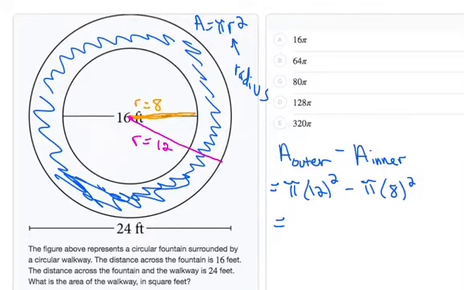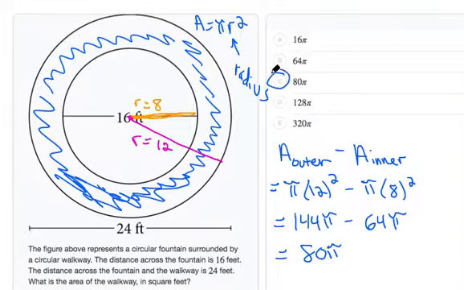If we square 12, we're going to get 144. So 144 pi minus 8 squared, which is 64, so 64 pi. Subtracting these two values, we end up with 80 pi. And 80 pi, remember, represents the area of the shaded region, that walkway we were looking for. So 80 pi is our final answer, and that is answer choice C.